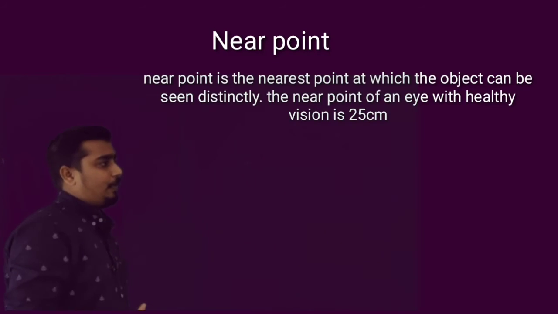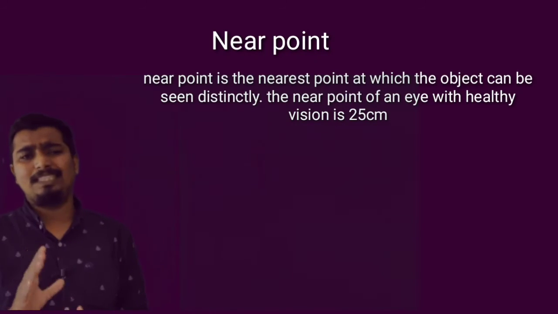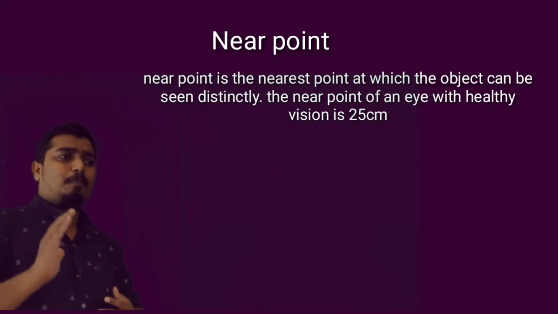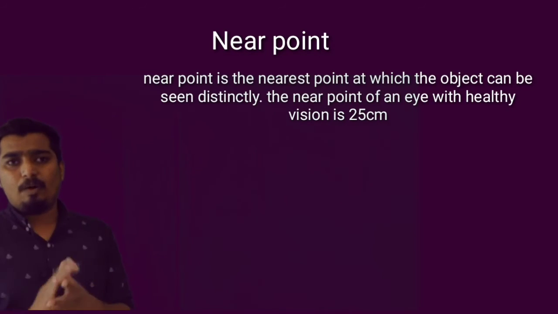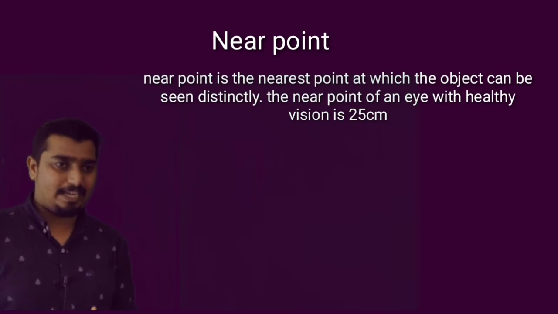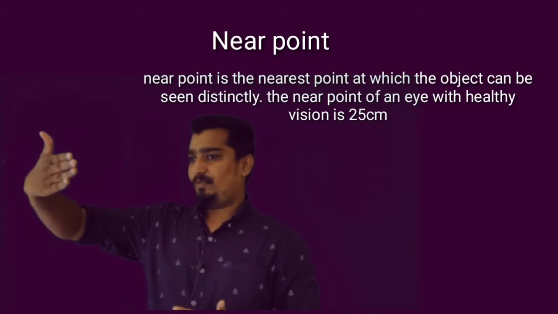What is the first one? The first one is near point. Near point is the nearest point at which an object can be seen distinctly. That is the nearest point of vision.